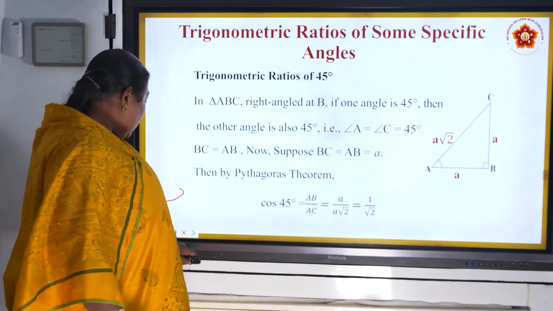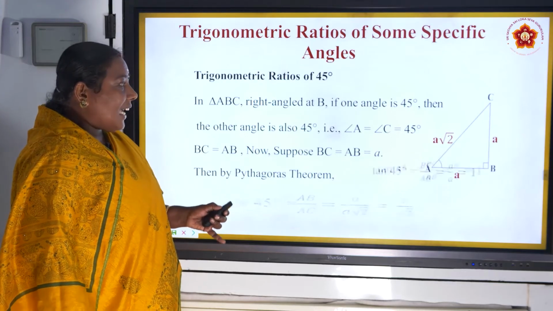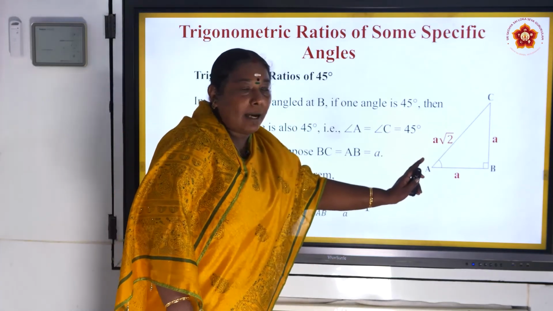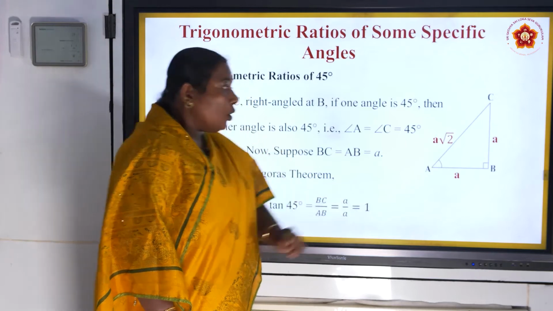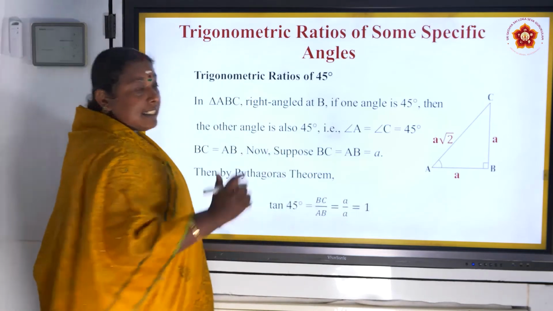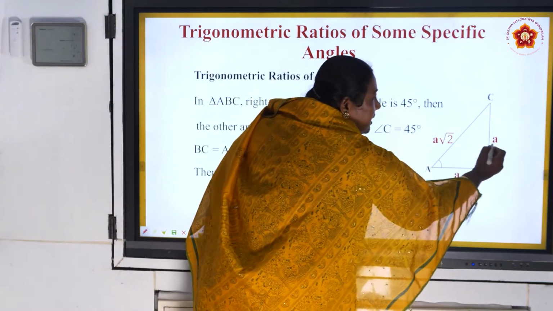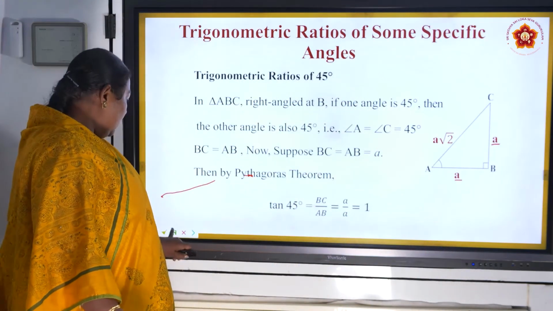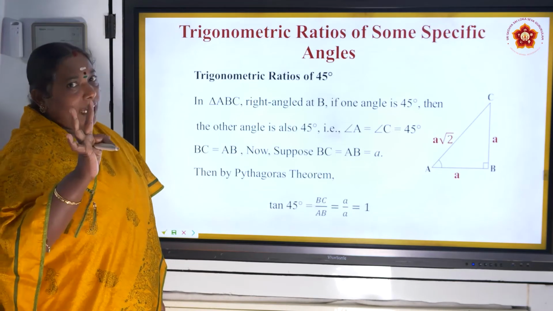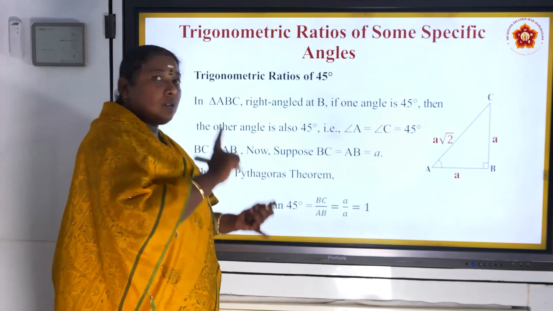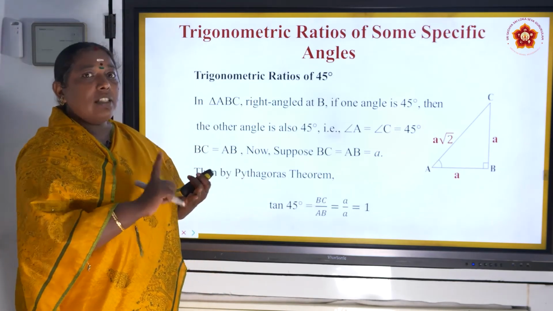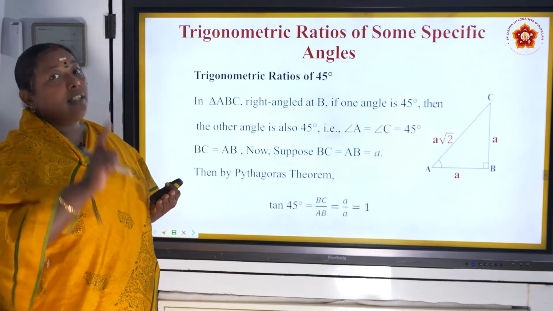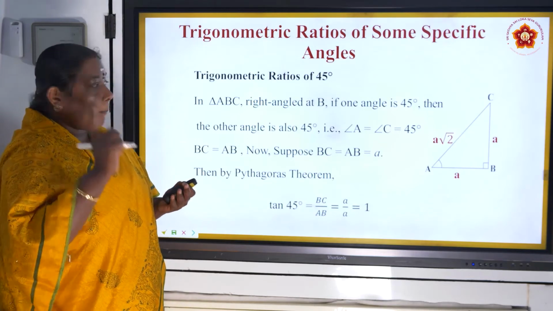Now let us take the tan value. Tan value is opposite by adjacent, right? Who is opposite and who is adjacent here? Since I am standing here, this is my opposite, this is my adjacent. So I get A by A, which is equal to 1. So I have three values. One is sin 45 is 1 by root 2, cos 45 is 1 by root 2, and tan 45 is 1. Keep it in mind.